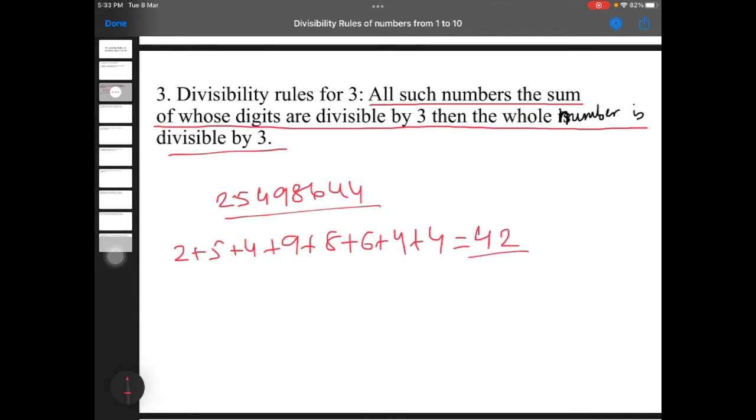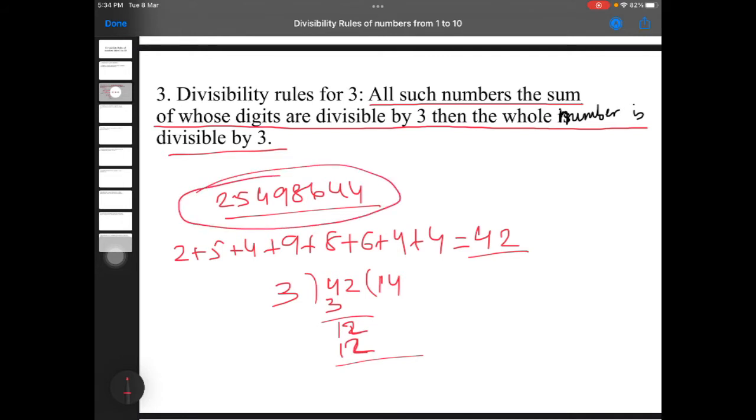And let's see whether 42 is divisible by 3 or not. 3 times 1 is 3, then 3 times 4 is 12. So we can see here 42 is divisible by 3. So that means this whole number can be divided by 3. So let's check it out, let's divide it.